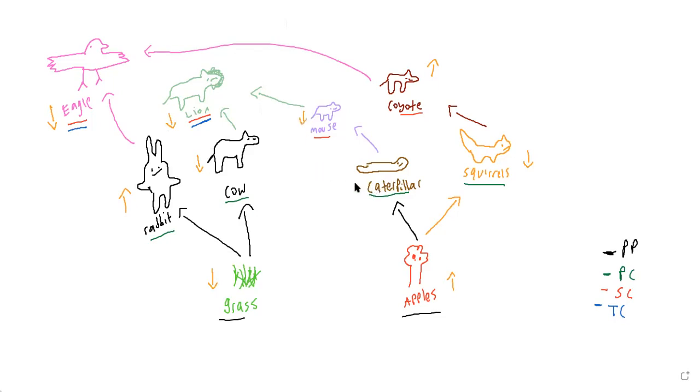So you're seeing here that the caterpillar population is going to go up significantly because not only do they have more apples to eat, but now they've had a significant decrease in the only animal in the system that hunts them. So you're seeing that the effects are wide ranging.